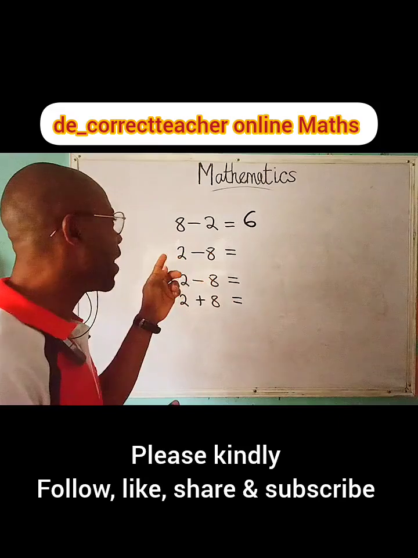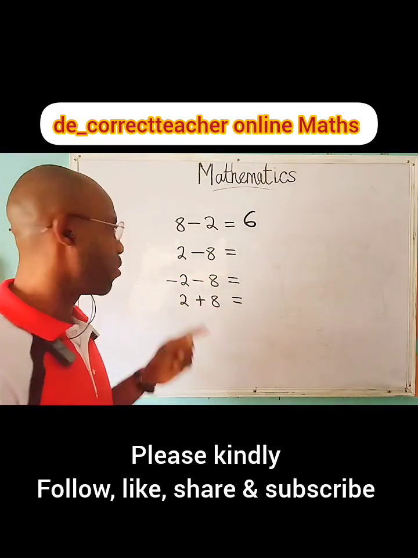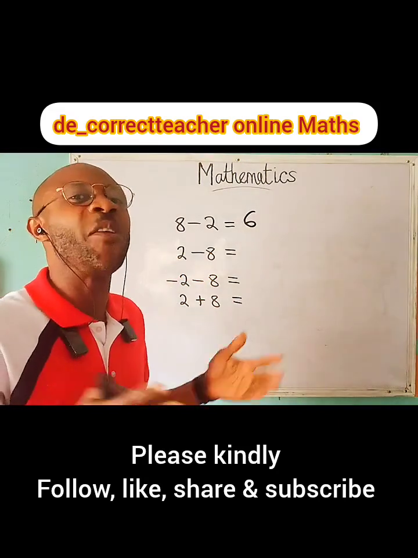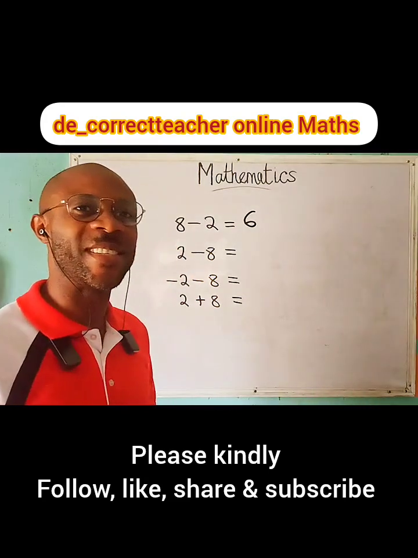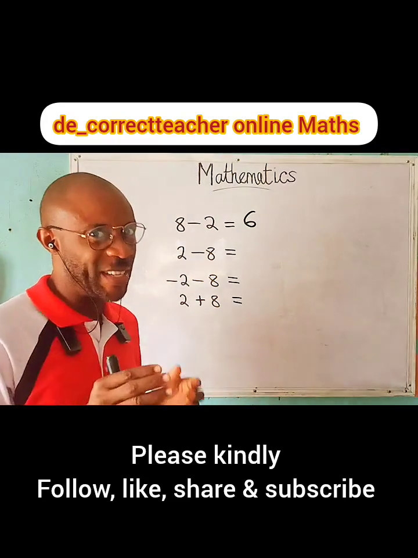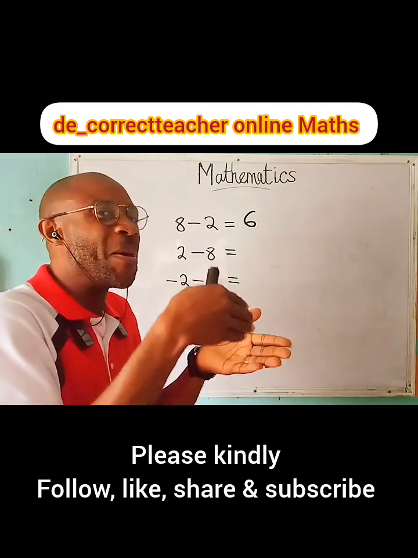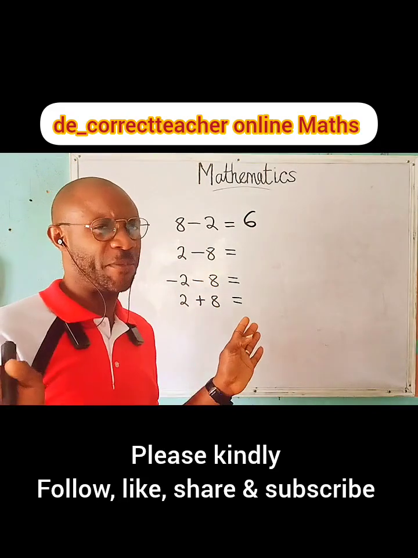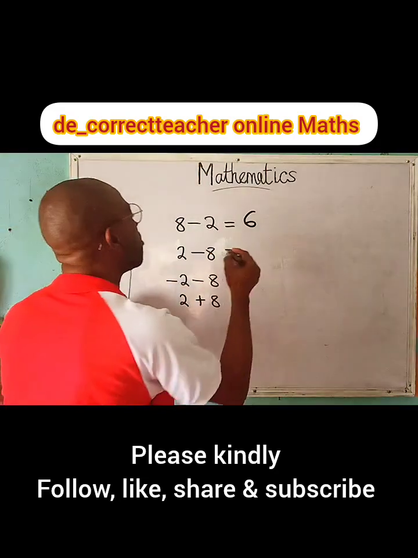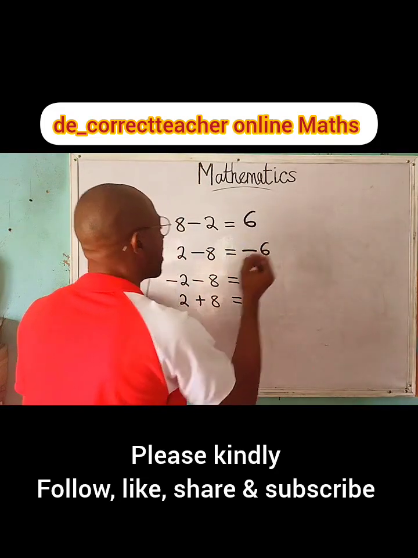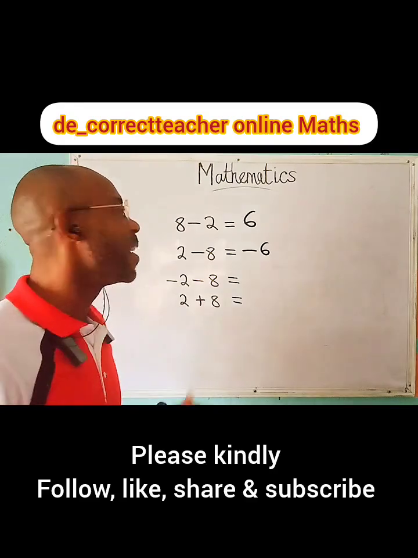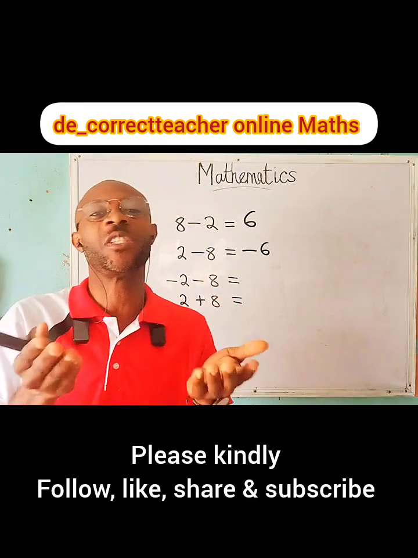Now the second one is the other way around, 2 minus 8. I know many people jump and say it is 6. No, there's a difference between 8 minus 2 and 2 minus 8. Entirely different thing. In this case, I'm going to have here minus 6. I have my reasons. Now, the reason is that there's a way we used to teach this back then.